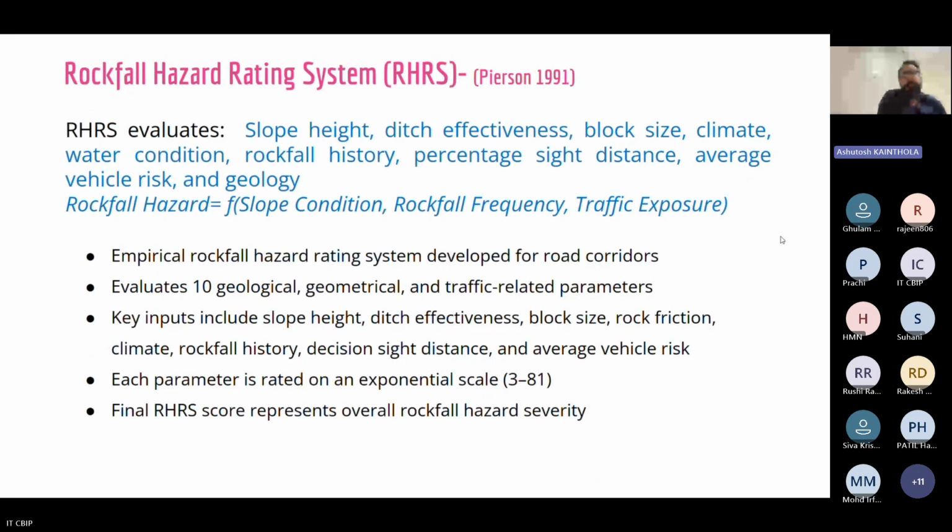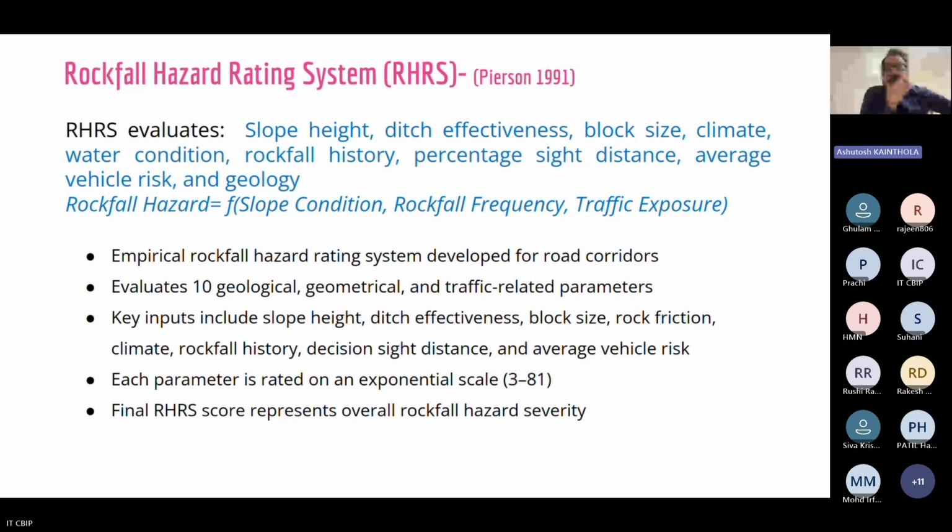Now we move to our next task. How do we quantify the rockfall hazard? Now, this is a hazard quantification tool rather than a core geotechnical tool. It's a hazard quantification tool, and it was given by Pearson in 1991.